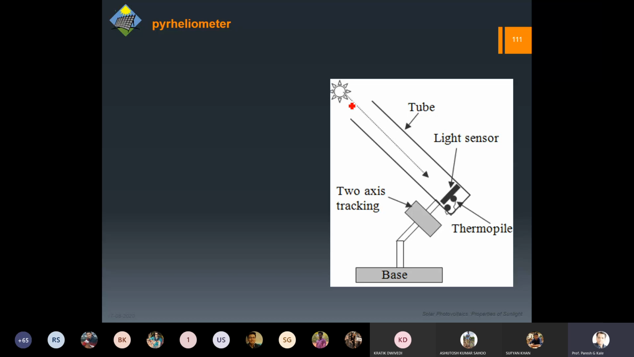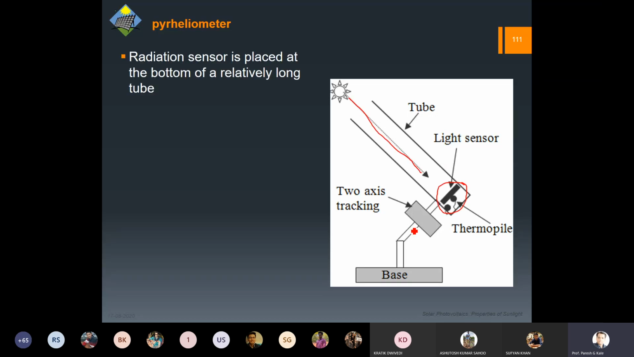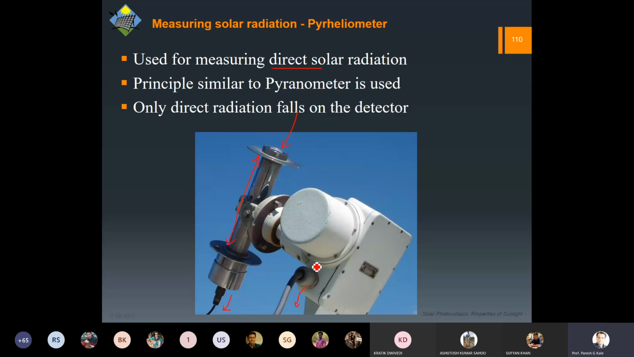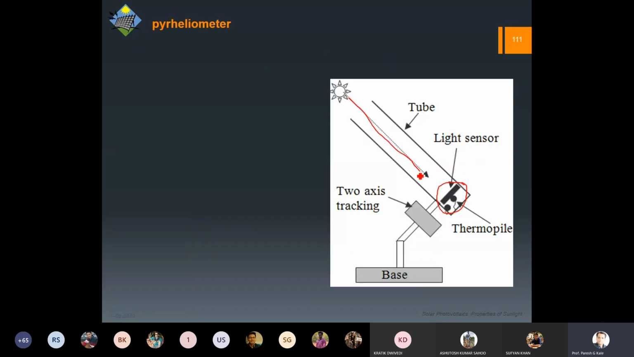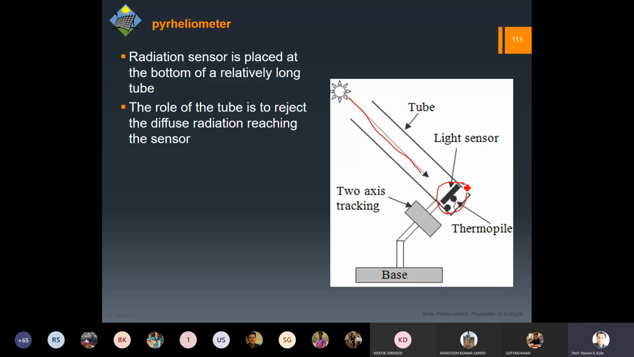Now, as it is direct radiation that we want to measure, we have 2-axis tracking. So this one is the tracking. That's why this supply is over here. This is how the motor and everything is inside there, and so you can do the 2-axis tracking. Everything else is the same. Only the arrangement is different, in that we have a tubular arrangement.